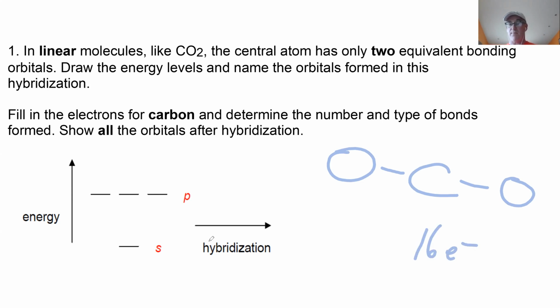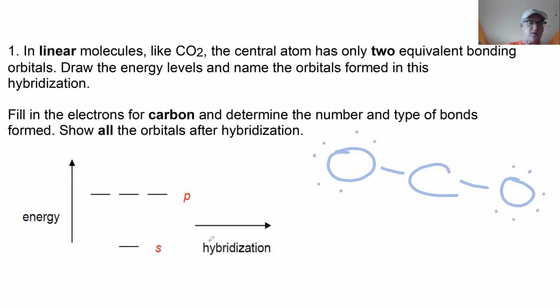I've used up 4 in bonds, so that brings me down to 12. So let's decorate. 1, 2, 3, 4, 5, 6. 1, 2, 3, 4, 5, 6. That's all my electrons. Then I count and make sure everyone has an octet. I know the oxygens have an octet because I just gave it to them. They got 6 in lone pairs and a bond. That's 8. They have an octet. So both the oxygens are happy.